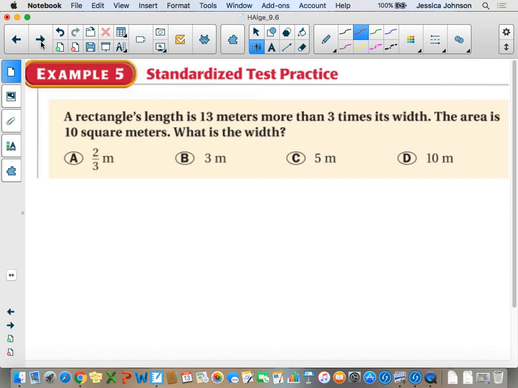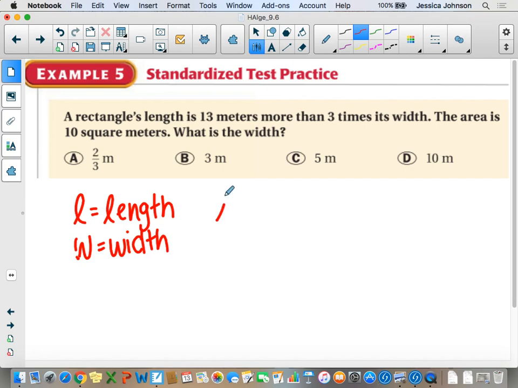So I'm thinking I need to use a variable here. Okay, we're talking length and width, but I only want one variable. So I'm going to use L for length, W for width. And I know that the relationship between length and width is that length is equal to 13 more than 3 times the width. So 3 times the width and 13 more gives me that expression.